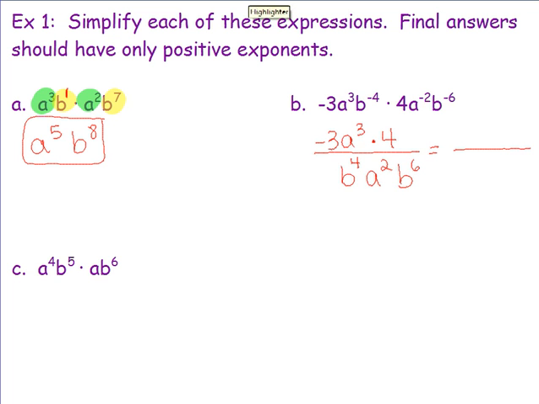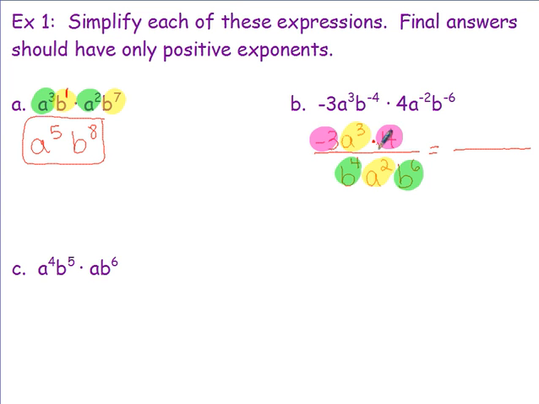We have A on top and A on bottom to combine. We have a B on bottom and a B on bottom. And we have 2 whole numbers. So let's see how we did. What do you want to start with? Let's start with the whole numbers.